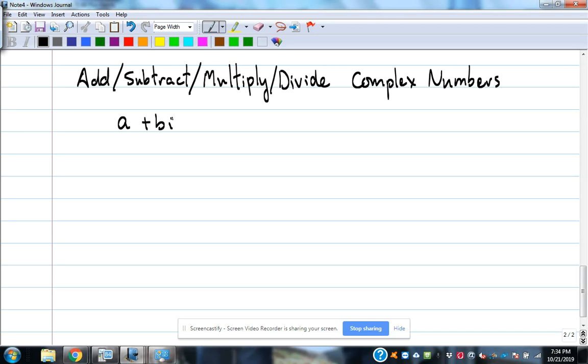complex numbers. And this is that A plus BI stuff. A plus BI. That's a complex number. That's the way we want our answers to end up looking. The real number part in the front, the imaginary part in the back.